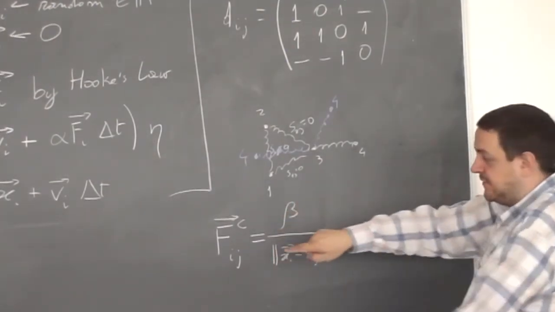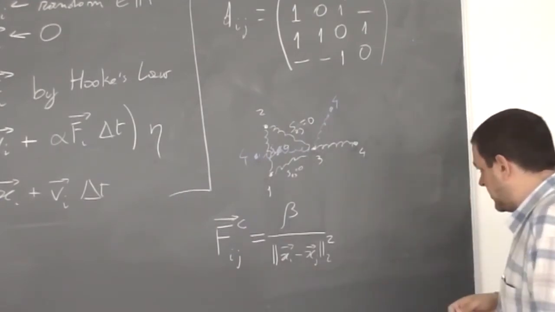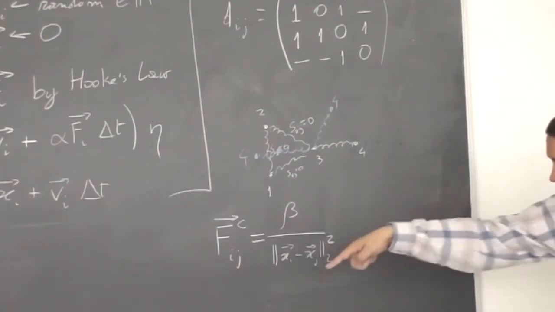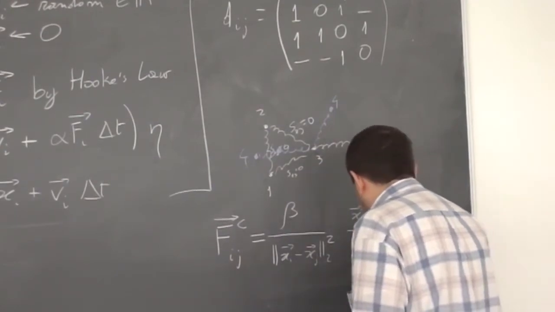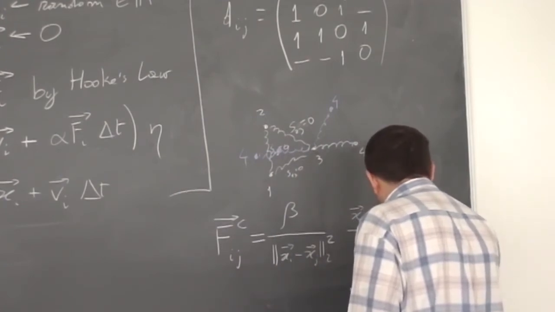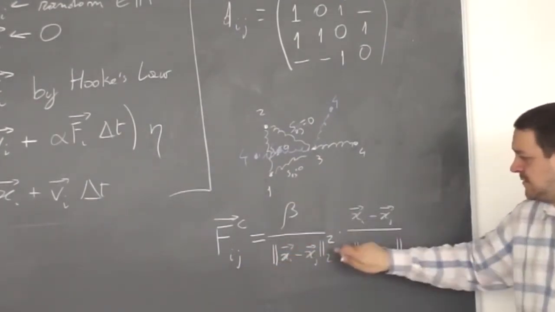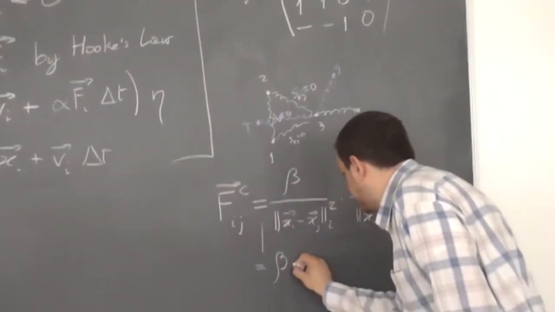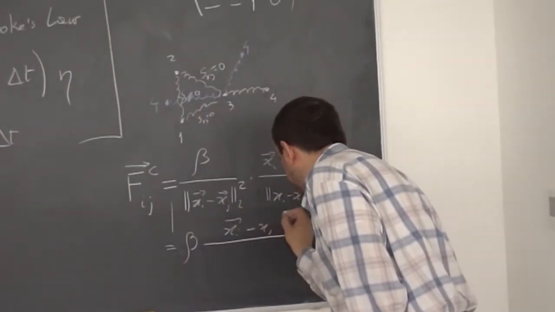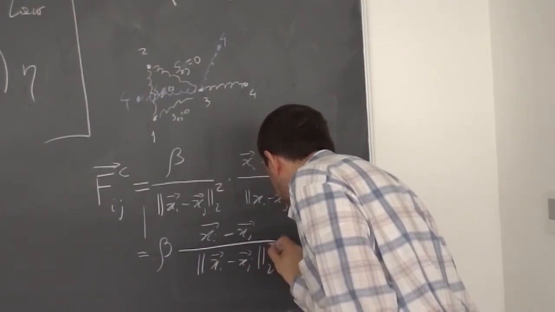Okay, this is the modulo of the force. Now the direction, we need to set it on, well, let's take the usual unit vector. In this case, we want the force to be repulsive, so it will be xi minus xj divided by xi minus xj, like this. This gives the strength of the force, and this gives the direction of the force. So if you prefer, we can write it as beta times xi minus xj divided by the cube of the distance.